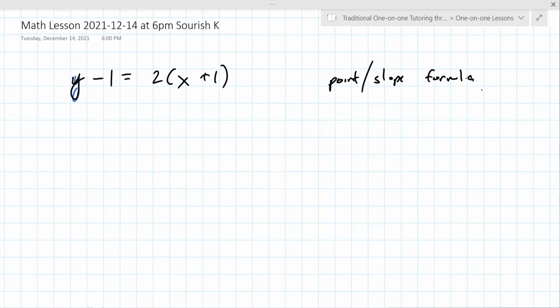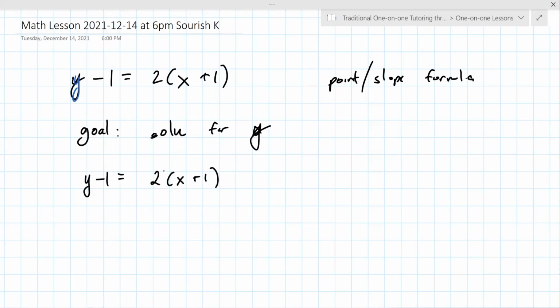Okay, so what I want to do, what we're going to do together, is our goal here is to solve for y. Let me just rewrite this here. And our goal is to solve for y. So you're going to distribute this 2 to both of these. So it's y minus 1 equals 2x plus 2.